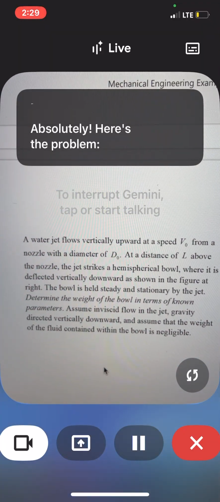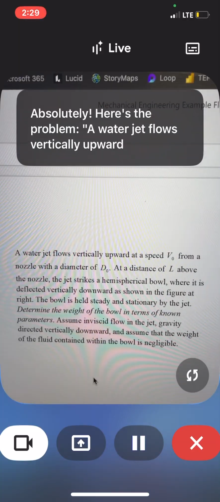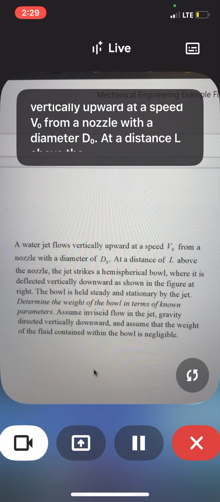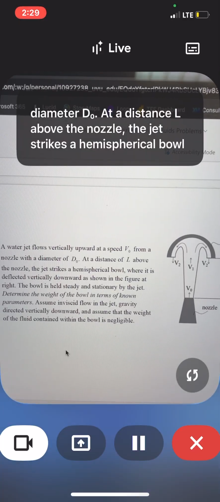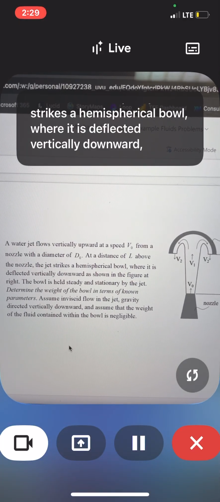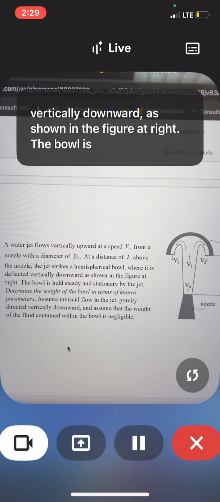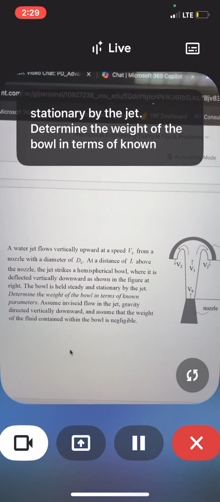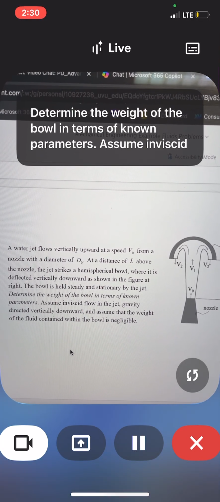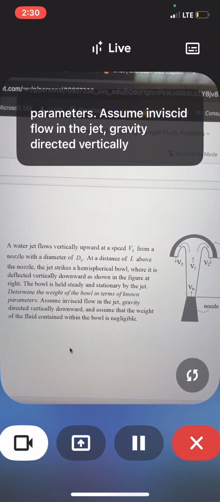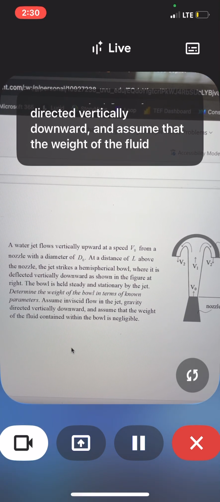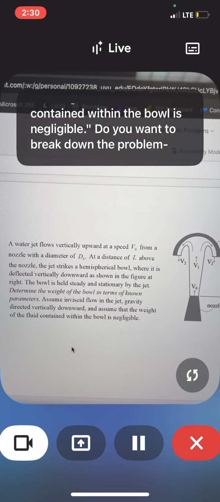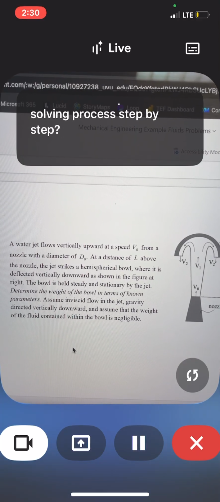Absolutely. Here's the problem. A water jet flows vertically upward at a speed v from a nozzle with a diameter d. At a distance L above the nozzle, the jet strikes a hemispherical bowl, where it is deflected vertically downward, as shown in the figure at right. The bowl is held steady and stationary by the jet. Determine the weight of the bowl in terms of known parameters. Assume inviscid flow in the jet, gravity directed vertically downward, and assume that the weight of the fluid contained within the bowl is negligible. Do you want to break down the problem-solving process step by step?